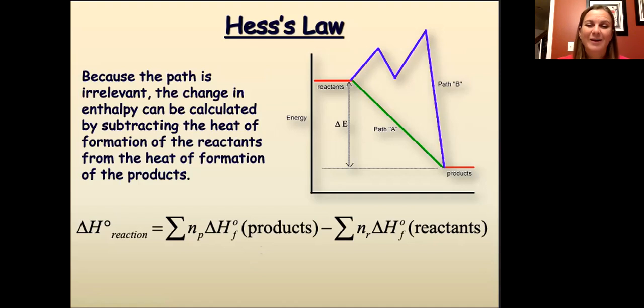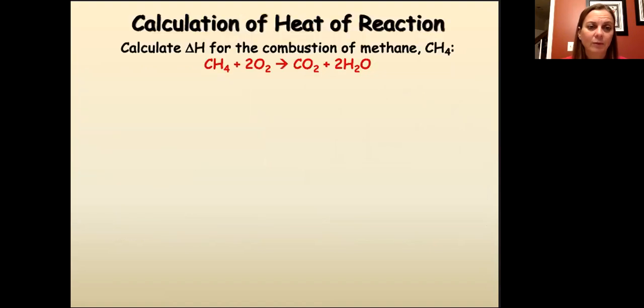This is what we just went through. Remember, there are tables of heats of formation. So this application of Hess's law is going to involve looking up those values. And the enthalpy of formation of any element in its stable form is always 0. So let's look at an example problem.